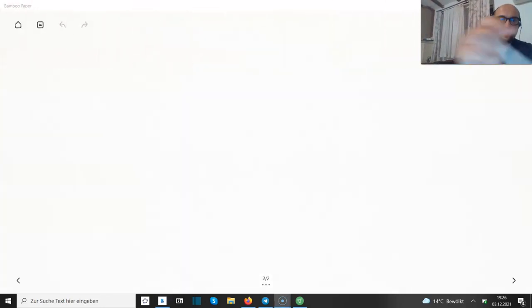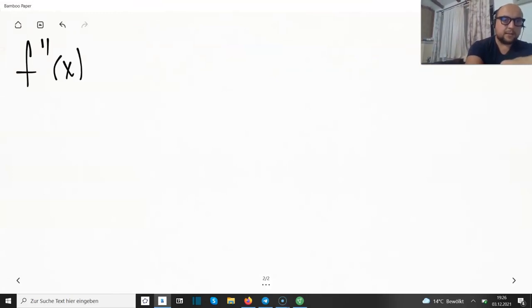So what do we have here? What about the second derivative? The second derivative of x would be, now you remember the first one brought n to the numerator.